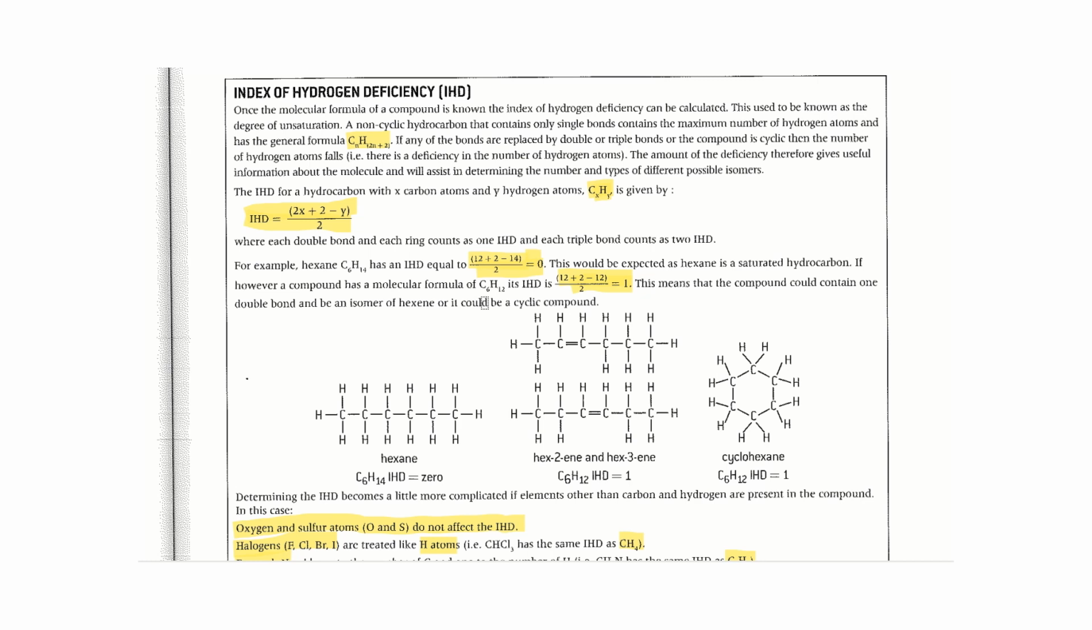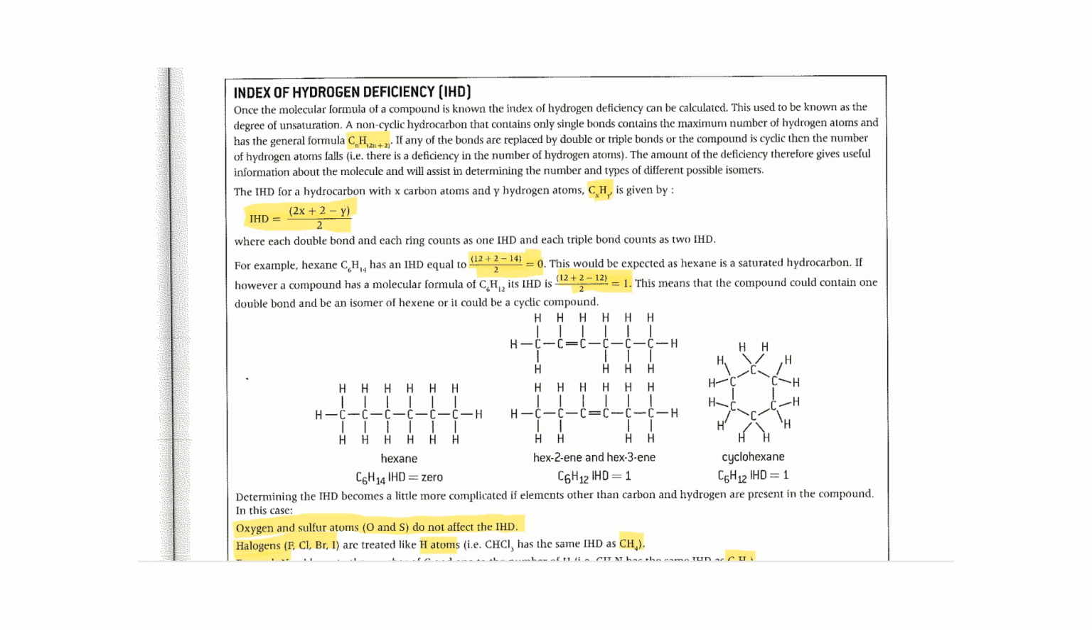So compare that with a hexene. A hexene has the formula of C6H12. In this case, I have 12 plus 2 again, but this time I'm subtracting 12. And when I divide that by 2, I get 1. This tells me that the compound can contain one double bond, okay? It can be an isomer of a hexene, or it could be a cyclic compound. So the IHD doesn't actually tell me the structure of the molecule, but it does give me an indication that I may have a double bond in there, or I might have a cyclo molecule, depending on how many carbon atoms I have.